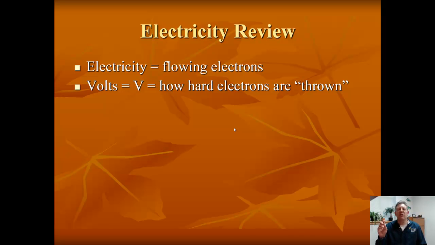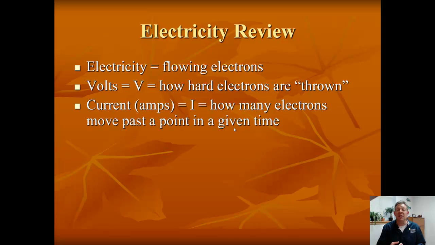So if you could imagine if you were throwing electrons, how hard you throw the electrons would be the voltage. Okay. Voltage is technically a difference in potential, but it's really about how much energy each electron has. Does the electron not have a lot of energy and it's just kind of gliding along? That would be low voltage. Or does it have a tremendous amount of punch and that electron is going really hard? That would be high voltage.